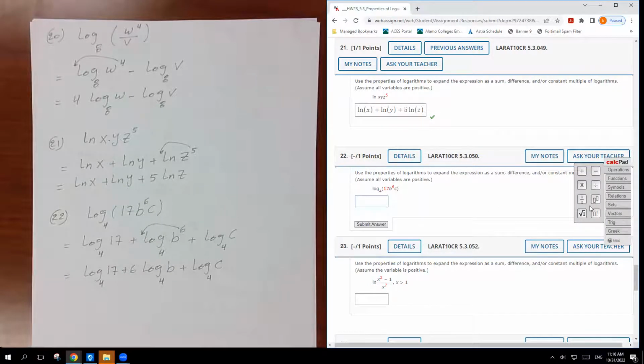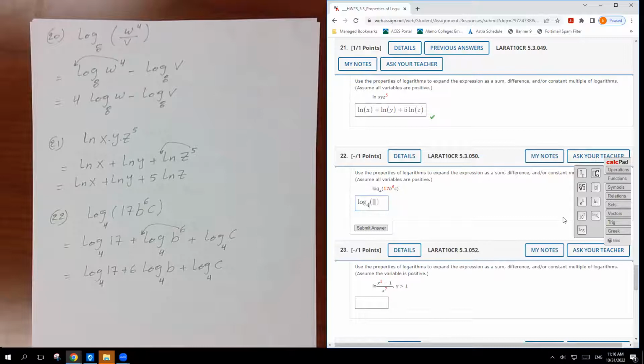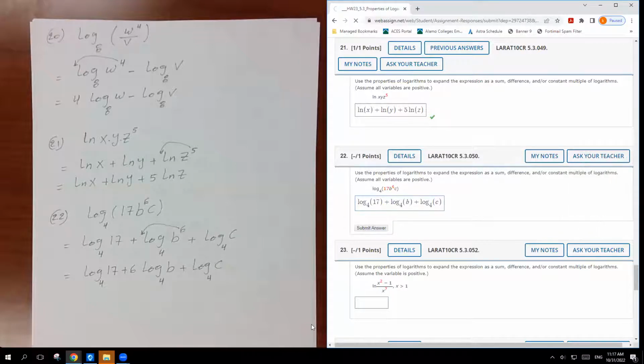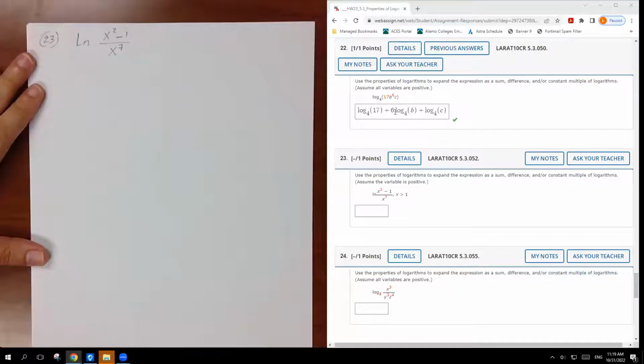So it's going to be log to the base 4 of 17 plus log to the base 4 of b plus log to the base 4 of c. Close the parentheses. Let's check we got it right. Let's work on example 23.